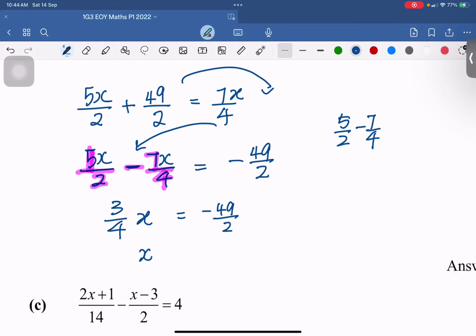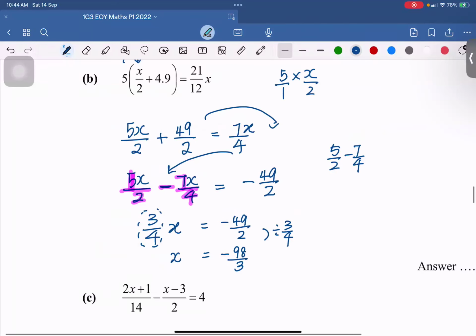I do not want the whole thing over here, so I just divide by 3/4. So I'll take negative 49 over 2, divide by 3/4. And I get my answer. Oh, some hideous number that I didn't like. Yeah, let me change this to negative 98 over 3. Okay, it doesn't look like a nice number. I'll be worried whether I made any careless mistakes. Okay, but you can double check.